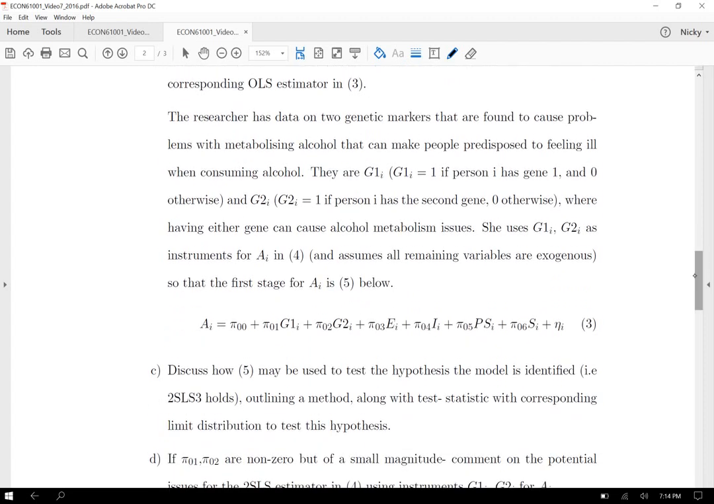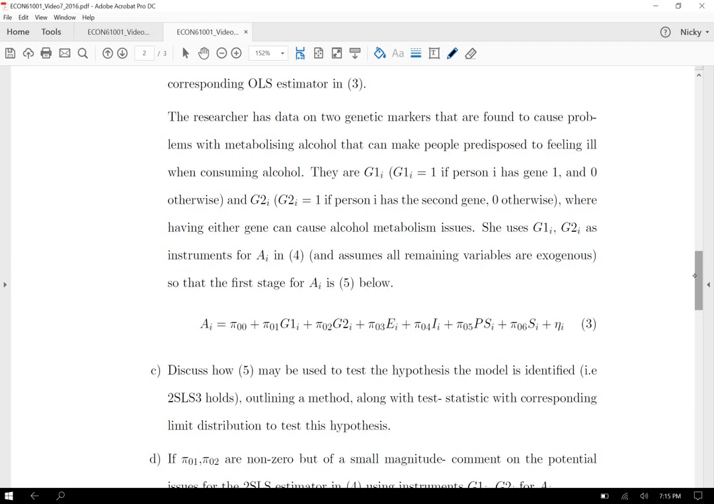We need something which drives the change in alcohol consumption, which is not correlated with all these underlying factors that we can't measure often, which drive test score. So boiling it down, we want something which is correlated with alcohol consumption during pregnancy, but is uncorrelated with their underlying stability, their parenting skills, and so on and so on.